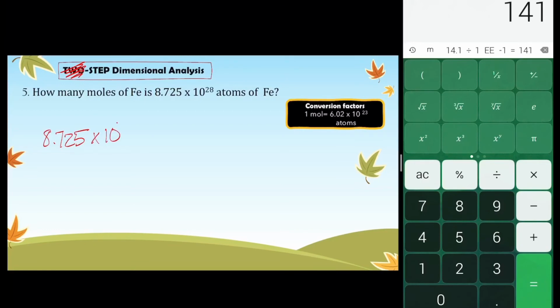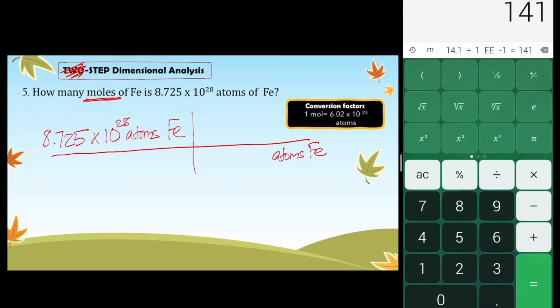We're just going to start with 8.725 times 10 to the power of 28 atoms Fe. We're going to get rid of atoms of Fe, so we're going to put that label at the bottom, atoms of Fe, and we're changing this to moles of Fe, so we're going to put moles of Fe at the top. Look at your conversion factor. It's 1 mole of Fe equals 6.02 times 10 to the power of 23 atoms.